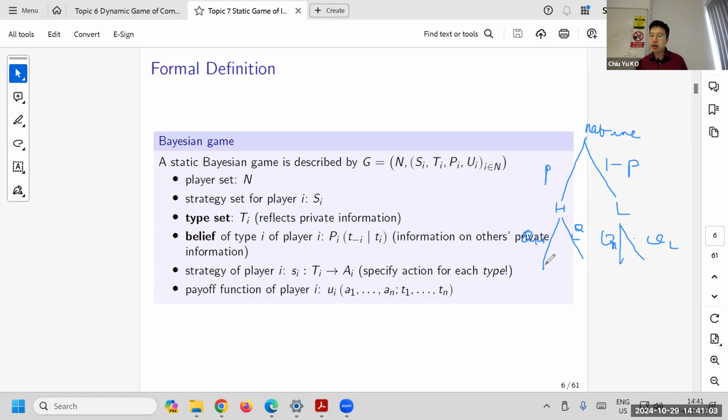And player 1 doesn't know, okay? In that case, player 1 only chooses one thing because he has only one type. He has no private information. And player 2 would have two possible types, high or low, depending on nature's draw.